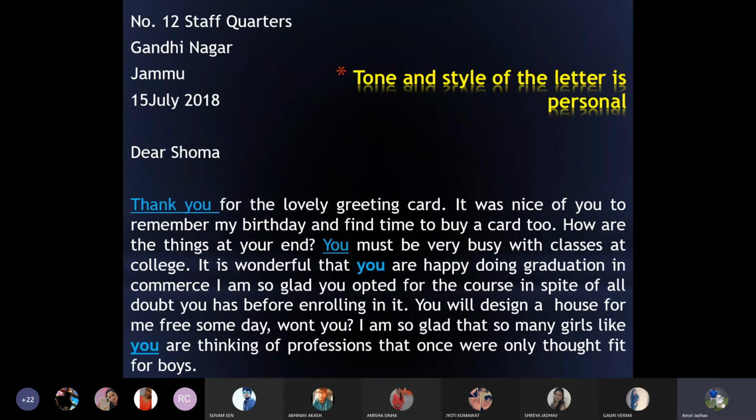Now, the date on which the letter is written comes right below the sender's address. Can you see? It is written right below the address of the sender.